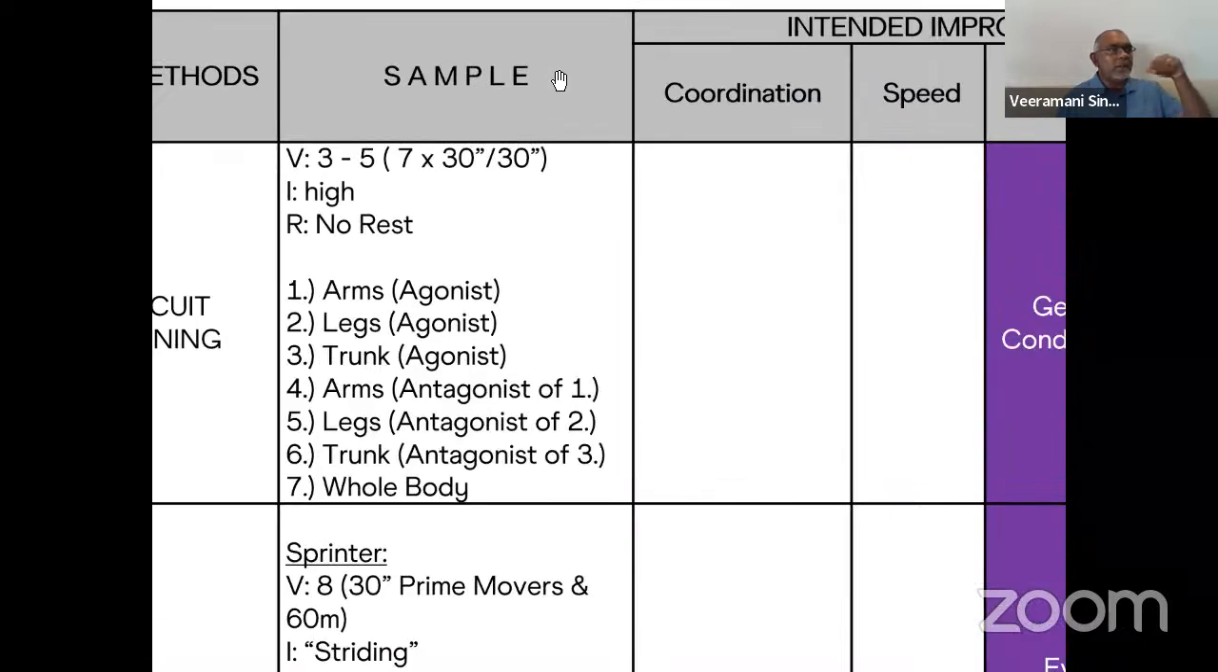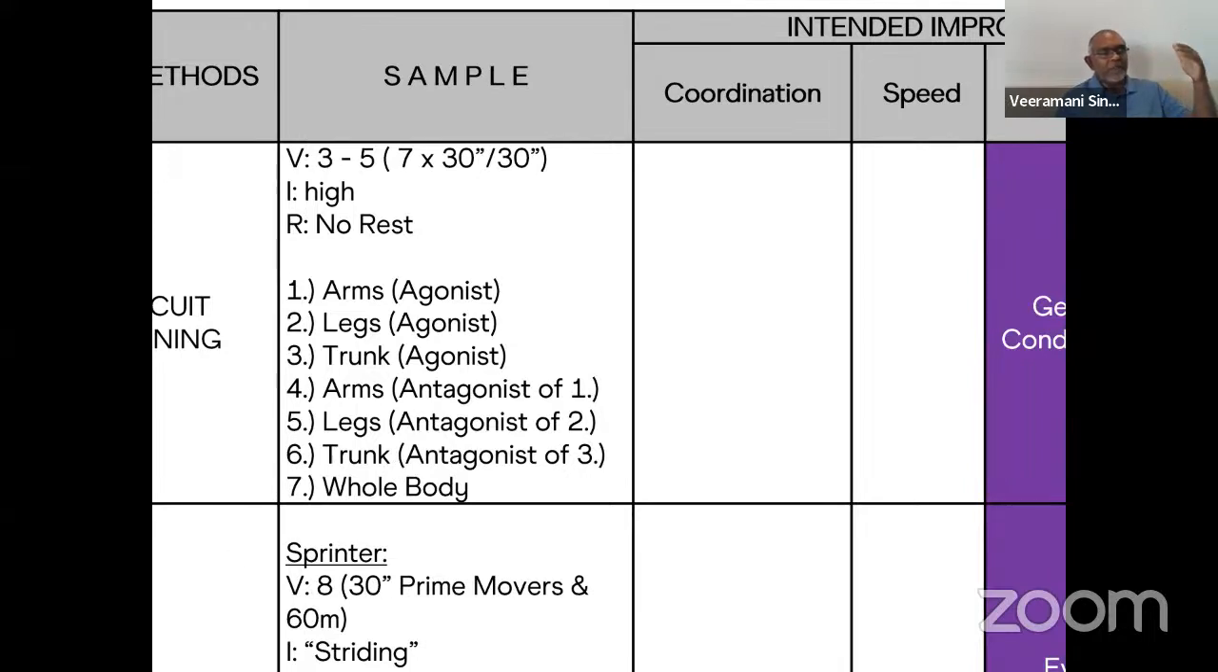Okay, V stands for volume, I stands for intensity, R stands for recovery rest. So here you can see this is taking place in 3 to 4 sets, 7 repetitions of 30 seconds with 30 seconds recovery. Intensity could be fairly high, and there's no recovery. Some of the muscle groups you can look for are arms, legs, working on the agonist muscles, trunks as well. And then, of course, arms, legs, and trunks, we work the antagonist muscle, or even can bring in the whole body. So some of these things are, again, part of planning.